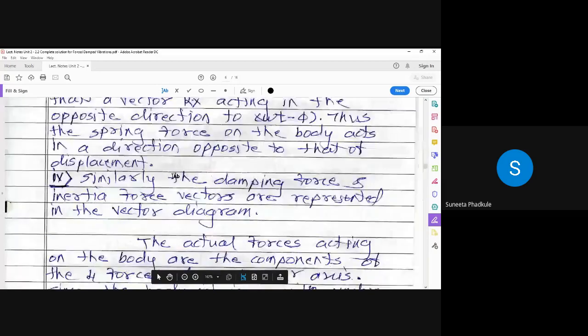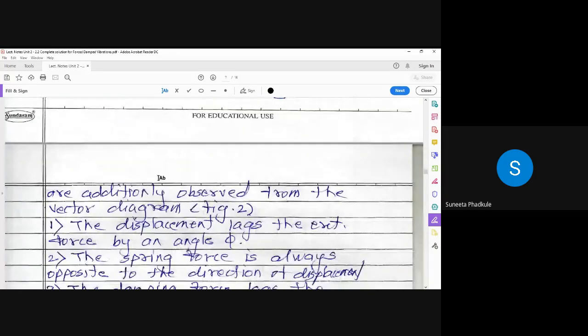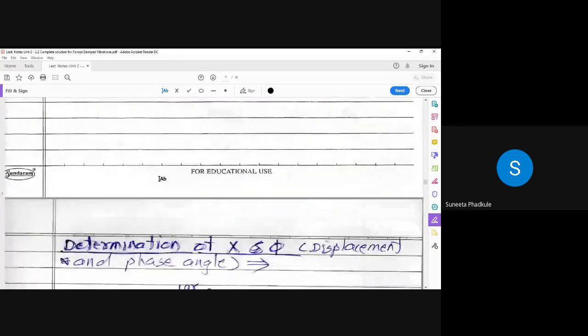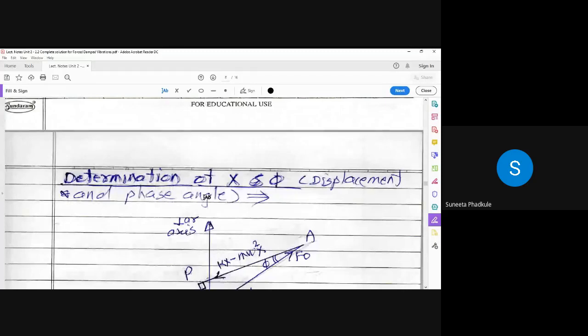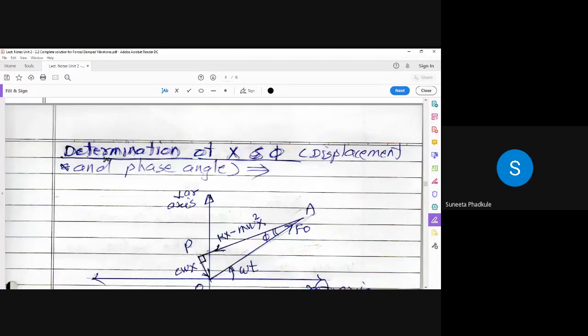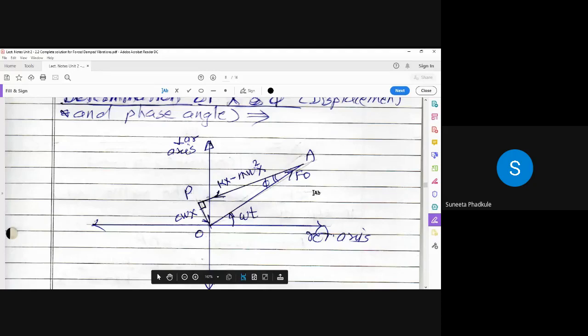A particular integral, we got the solution, but now we want to write down that solution by putting the values of X and phi in the known terms. That's why the title I have given here, determination of X and phi. Again, the same vector diagram I have drawn here, but I have drawn it only partially because I require only this much for further mathematical derivation.